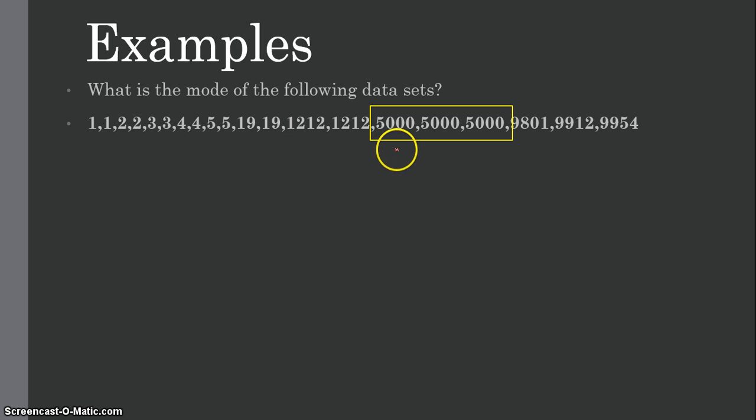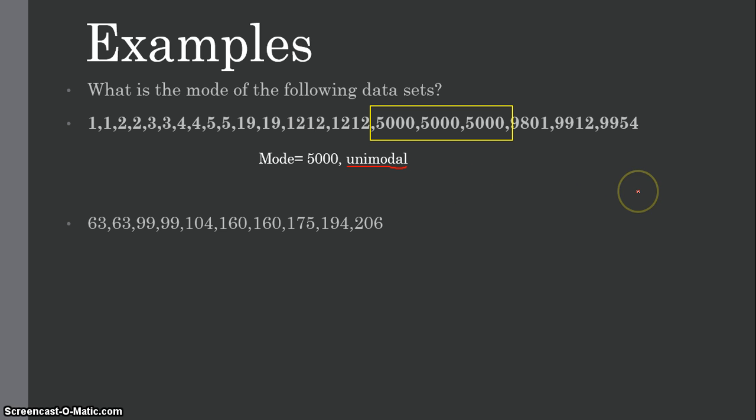The number 5,000 shows up 3 times, while at most, the other numbers can show up a maximum of 2 times. Obviously, 3 is greater than 2, so the mode must be the number 5,000. And we also say it's unimodal because there's only one number that shows up the most often, and that's the number 5,000. Now let's try this next data set.